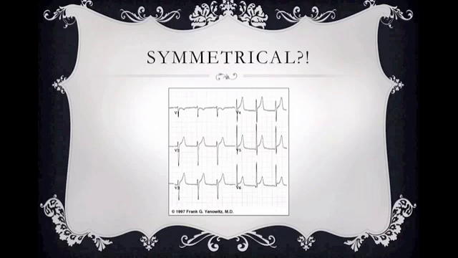Now, look at this. Remember we talked about hyper K T waves being symmetrical. Is that symmetrical? No. This one is a more gradual rising upstroke with a more drastic downslope. Gradual, fast. Look at V6. Gradual, fast. Let's look at V2. Gradual, fast. This is an asymmetrical T wave. And the T wave is more rounded. All right, it's more rounded at the top. That's not as peaked as a hyper K T wave.